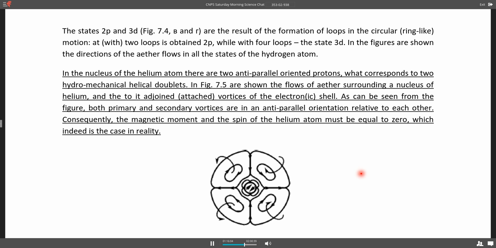So here we have a situation with two pairs of, again, apparently stable structures. Here are shown two flows of ether surrounding a nucleus of helium, and adjoined to it, attached vortices of the electron shell. As can be seen from the figure, both primary and secondary vortices are in an antiparallel orientation relative to each other. Consequently, the magnetic moment and the spin of the helium atom must be equal to zero, which indeed is the case in reality.